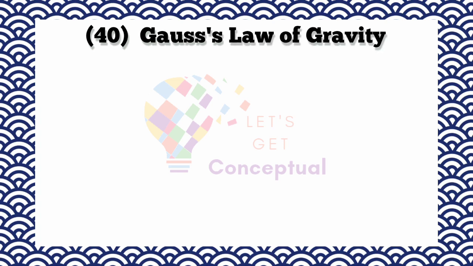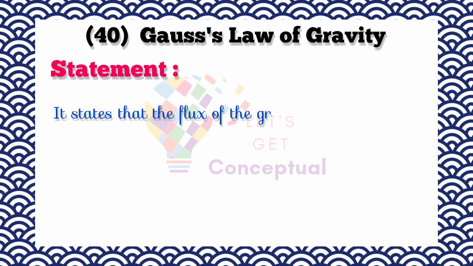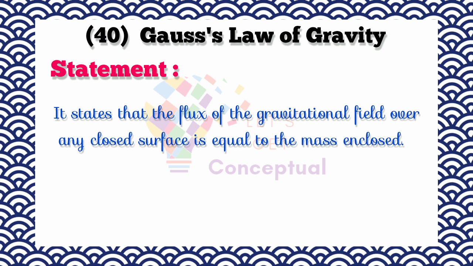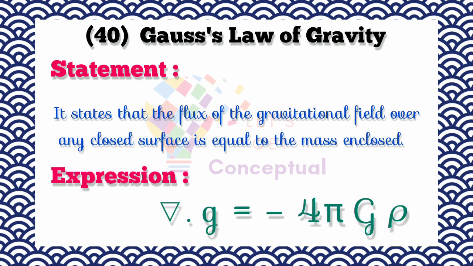Number 40. Gauss's law of gravity. Statement: It states that the flux of the gravitational field over an enclosed surface is equal to the mass enclosed. Expression: Del dot g is equal to minus 4 pi G rho.